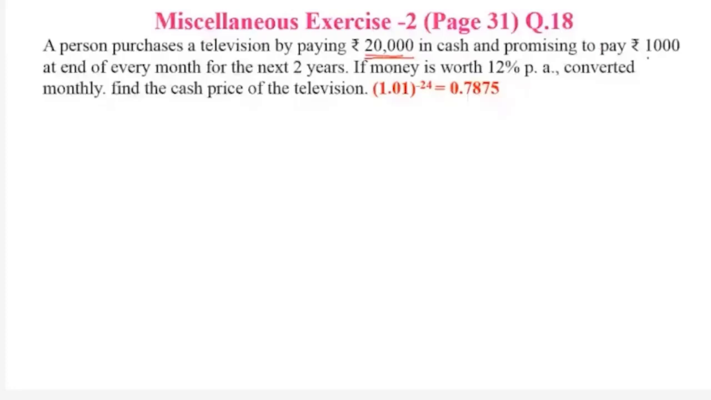And then 1,000 at the end of every month for next 2 years. If the money is worth 12% per annum converted monthly, find cash price of television. Cash price. Cash price means today's price. And today's price means what? Today's price means what? P. Present value.